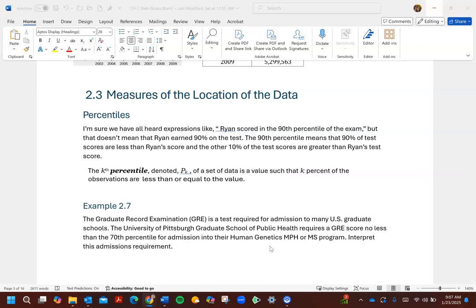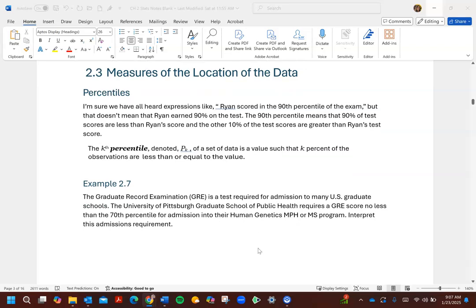Again, we're going to really be looking a lot at the 5-number summaries and box plots, so it'll be split into each 25% chunk. For example, 2.7: the Graduate Record Examination, GRE, is a test required for admission to many U.S. graduate schools. The University of Pittsburgh Graduate School of Public Health requires a GRE score no less than the 70th percentile for admission into their Human Genetics MPH or MS program.